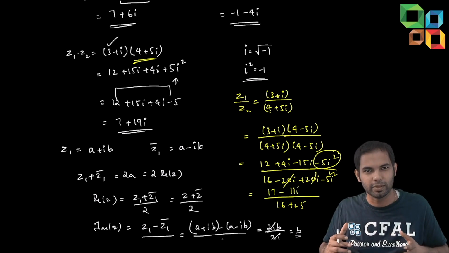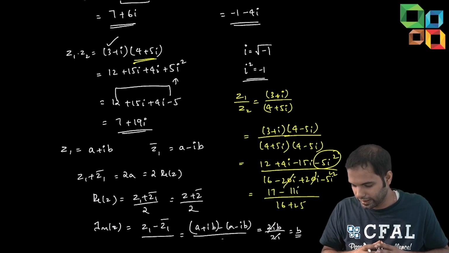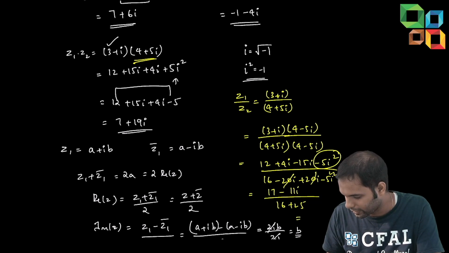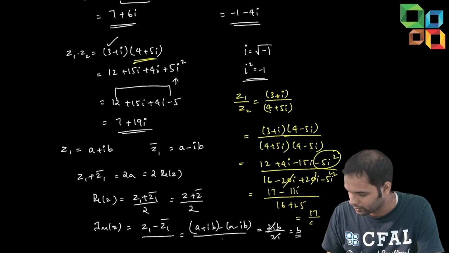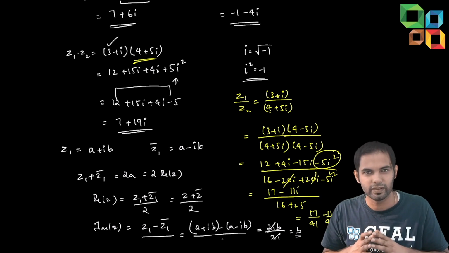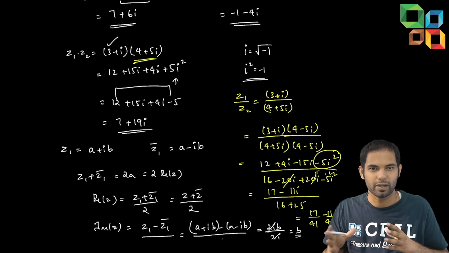Denominator, can you see it's a number right now? So again, it is in the form a plus ib. If you just divide it properly, you can write this as 17 divided by 25 plus 16 is 41 minus 11 by 40. Can you see we still have an imaginary part and real part?